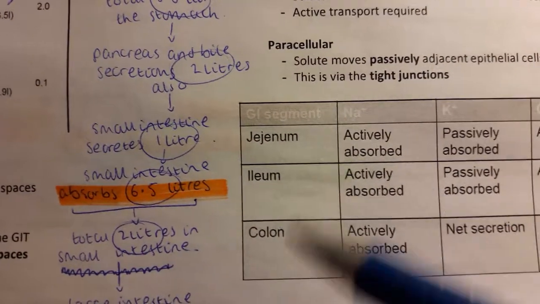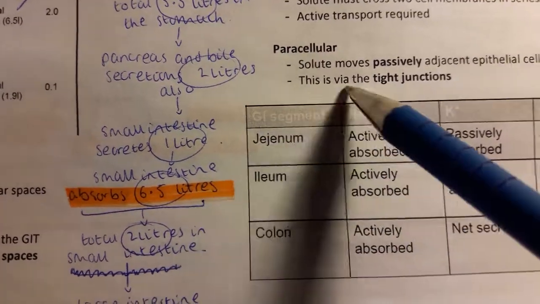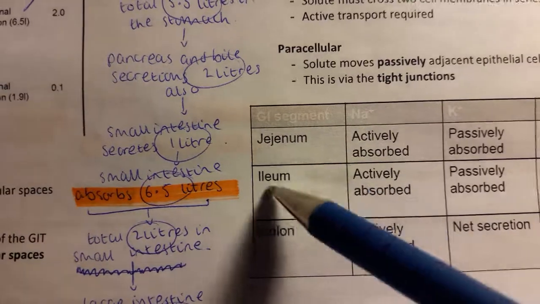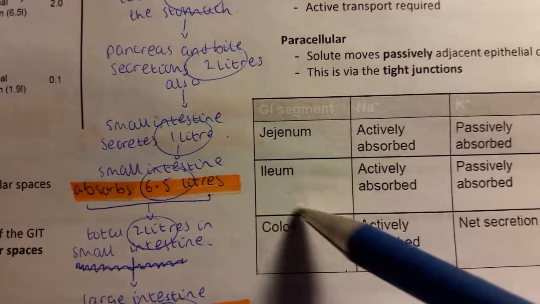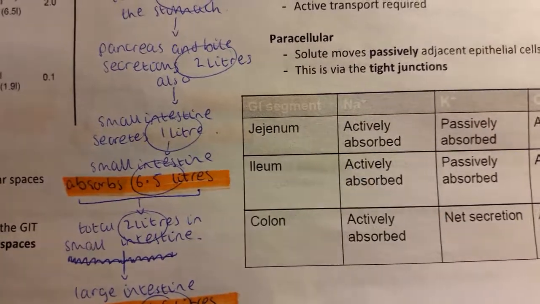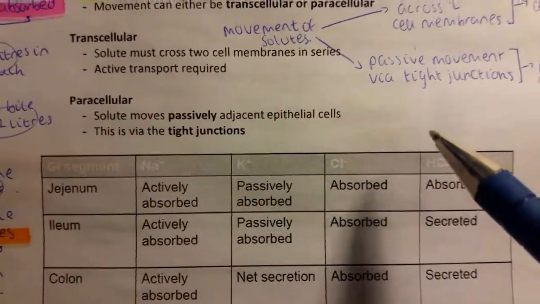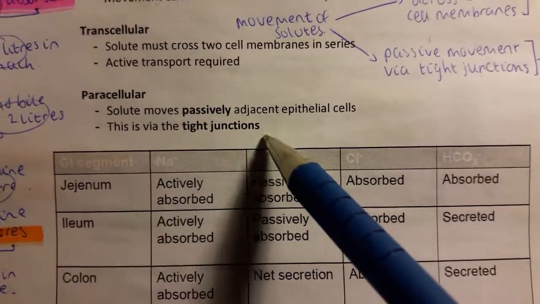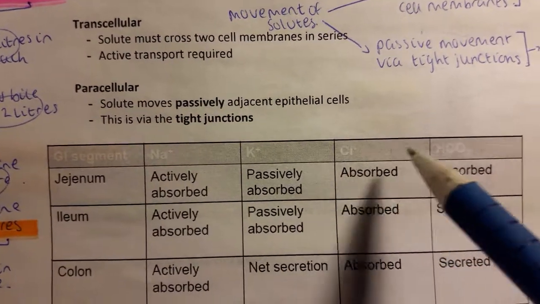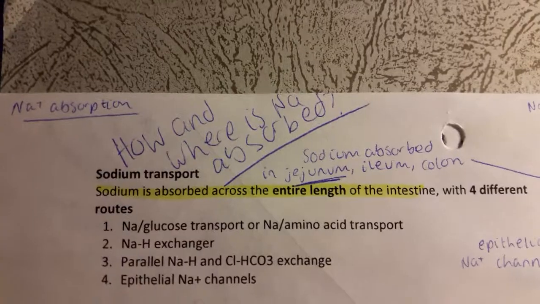And we're going to be looking at three places. The small intestine is made up of three parts: duodenum, jejunum, ileum, and then you've got the large intestine, which is the colon. So we're going to be looking at the jejunum, the ileum, and the colon in terms of location. And in terms of ions, we're going to be looking at sodium, potassium, chloride, and bicarbonate ions, looking at each of them in turn.